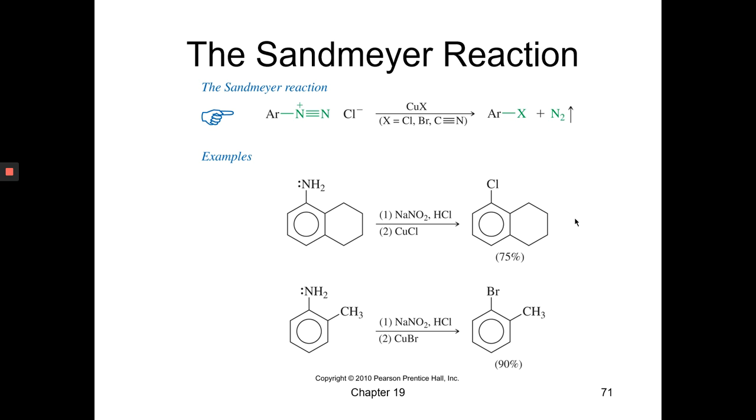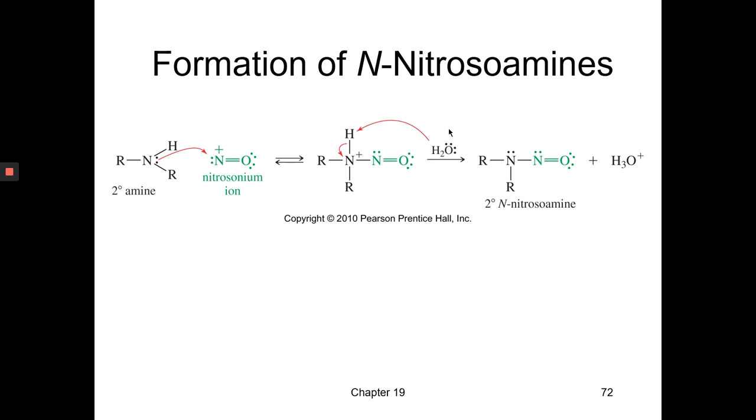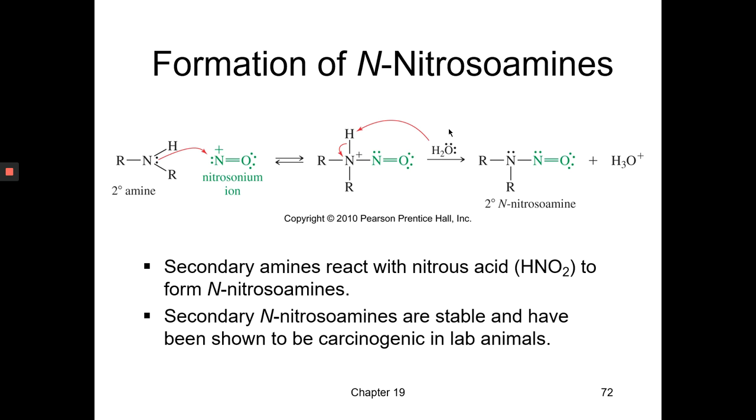Okay, this is the Sandmeyer reaction, in which the diazonium group is replaced by chlorine, bromine, or cyanide. Treating a secondary amine with the nitrosonium ion, which is generated from nitrous acid, produces a nitrosamine. Nitrosamines are stable, but they have been shown to be carcinogenic in lab animals.